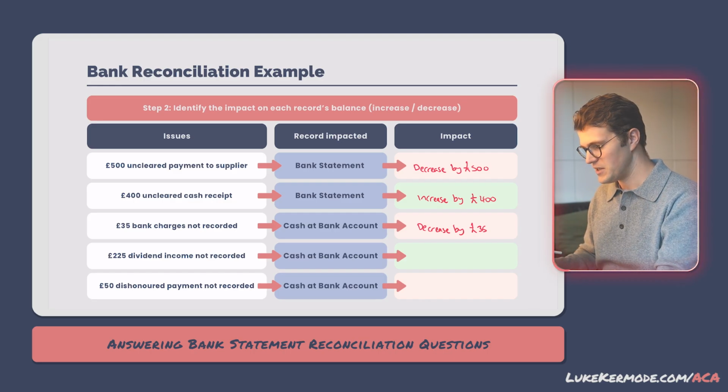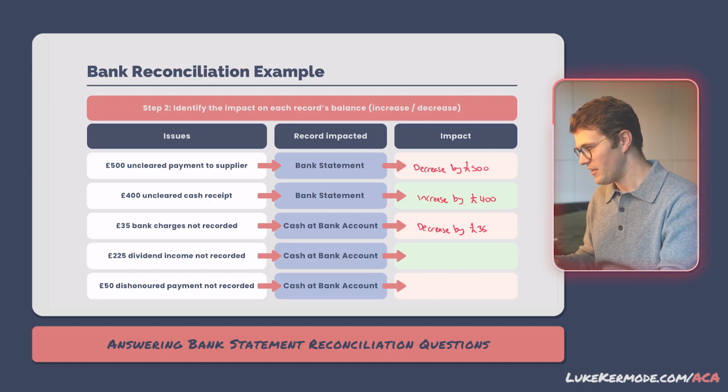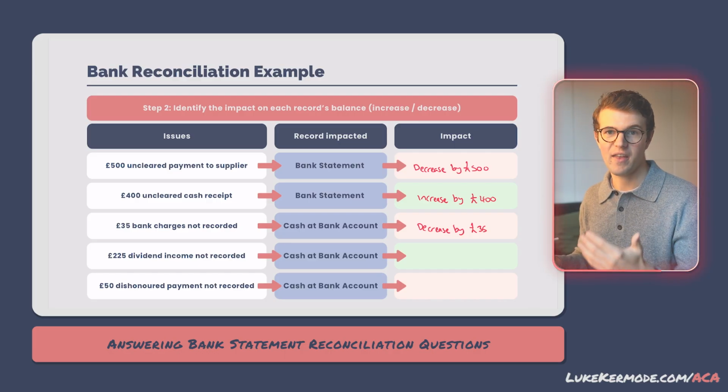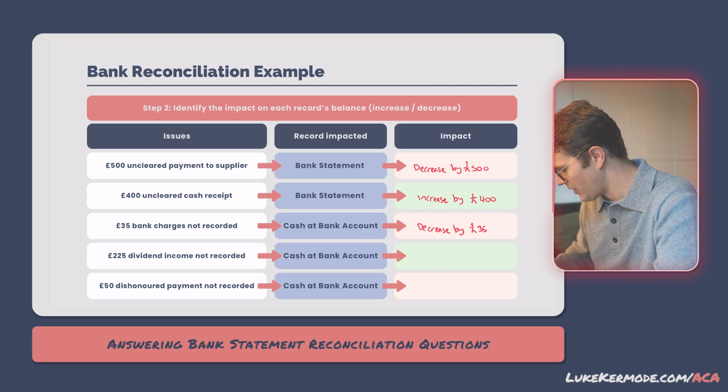The £225 dividend income was received and processed by the company's bank, but it wasn't posted by the accountant to the books. So once that's been recorded, it's going to increase the cash at bank account balance by £225.